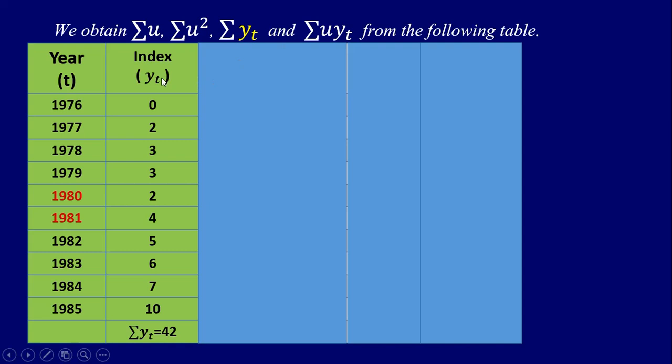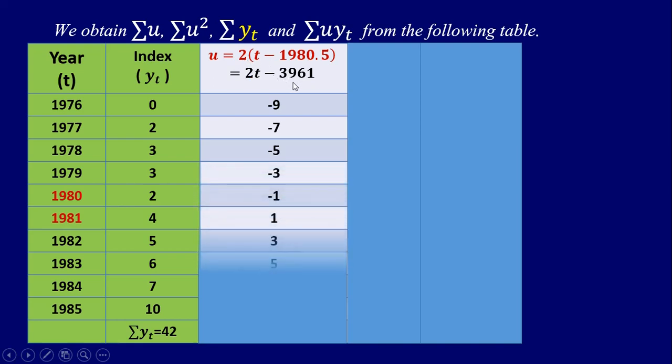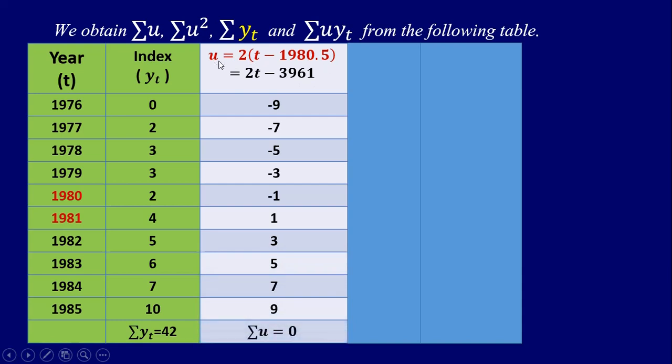Now we transform this variable t to u using this equation: u is equal to 2 into bracket t minus 1980.5. Multiplying inside we get 2t minus 3961. But I will suggest you to use the equation u is equal to 2 into bracket t minus 1980.5. It is easy to calculate. Calculation becomes compact using this equality.